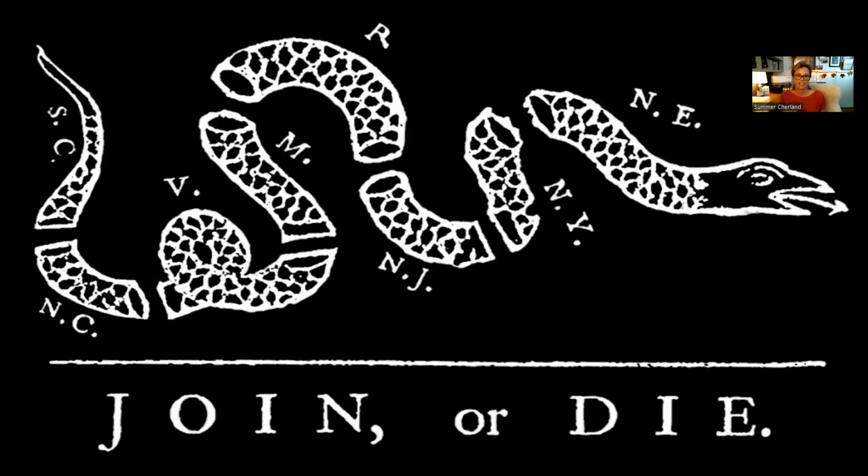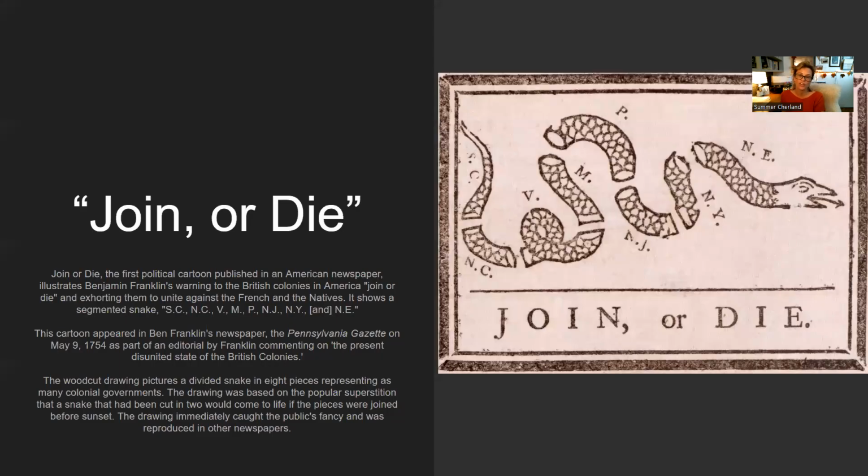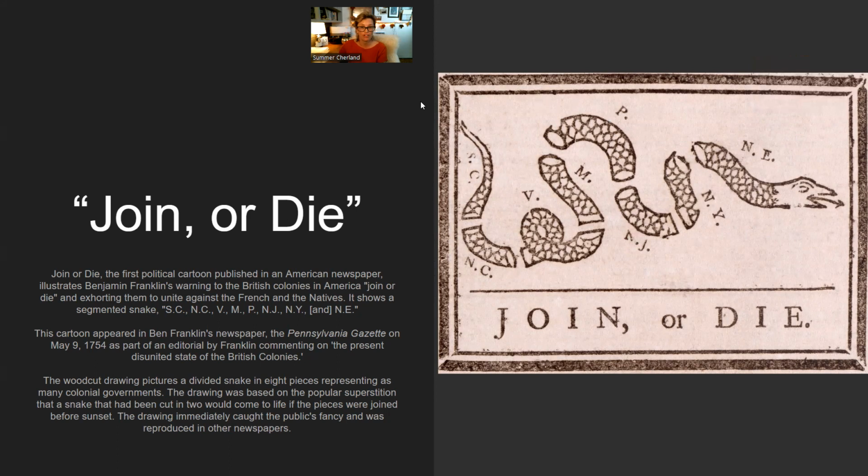Now, you may have seen this cartoon or this drawing before. You've probably seen it in yellow or tan. This is an image that gets referenced a lot with revolutionary history, but actually Join or Die was a political cartoon published in the 1750s in Ben Franklin's newspaper, the Pennsylvania Gazette. And this was an editorial claim arguing that if the colonies didn't join in the French and Indian War effort, they would ultimately disintegrate on their own.